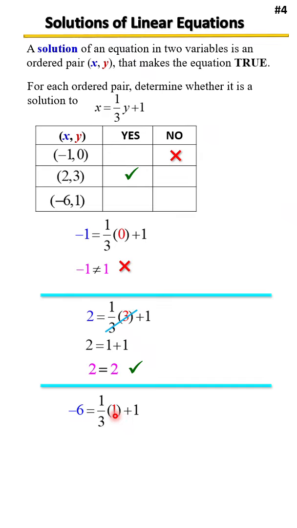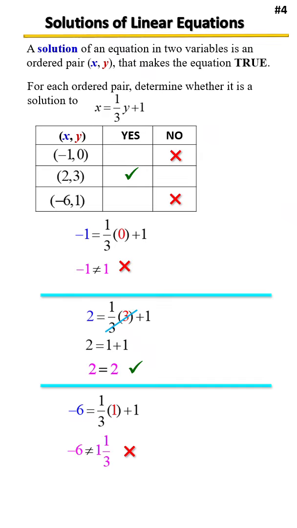1 times 1/3 is 1/3. You know that any number times 1 is that same number. So then 1/3 plus 1 would be 1 1/3, which is still not the same as the left side of -6. So that means that that's a no, that -6, 1 is not a solution to the given equation.